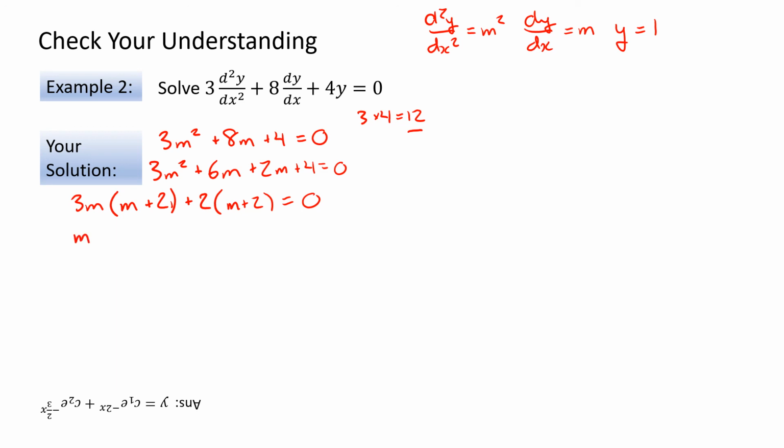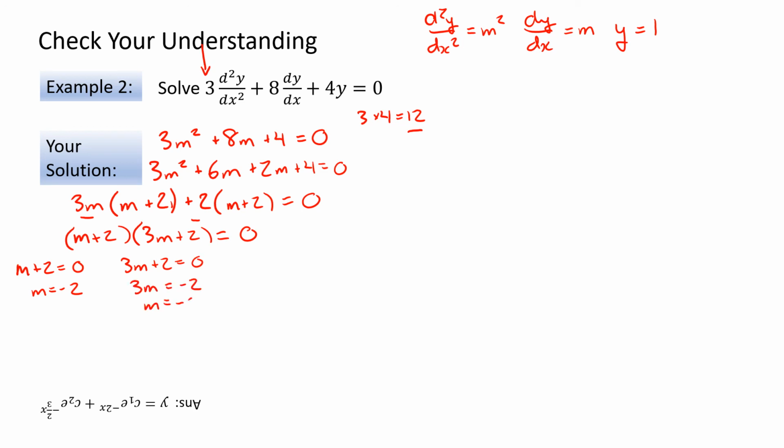So we can factor the m plus 2. And what we're left with are the terms that are remaining outside of the brackets, which is 3m plus 2. So just a couple more steps when the coefficient is not just 1. So now what this means is that either m plus 2 is equal to 0, or m is negative 2, or 3m plus 2 is equal to 0. So solving this, we get 3m is equal to negative 2, or m is negative 2/3.